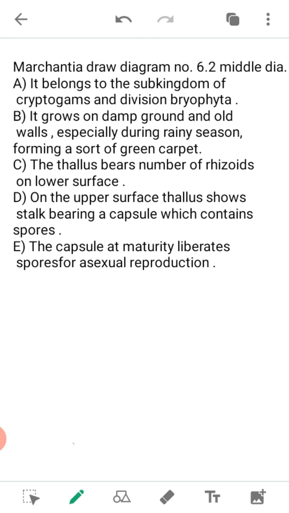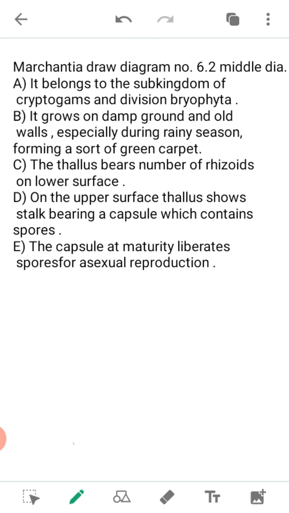The third point: the thallus bears a number of rhizoids on the lower surface. Students, if the dictation is going fast, stop the video and write.